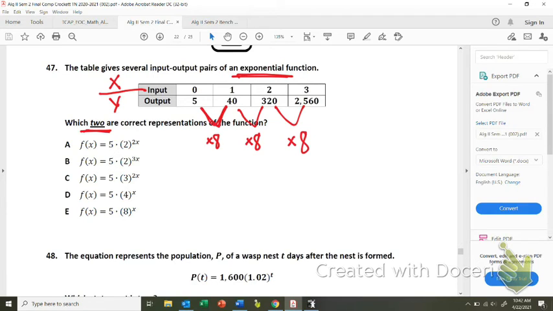Well, the only one that I see is E. But we know we have two correct ones, so we have to simplify some things. 2 squared, well, that's 4. That's not right. 2 to the third, that's 8. So we'll hang on to that one. 3 squared is 9. That's not right. And then we just have a 4. That's not right. So it must be B and E because they both come out to be 8.